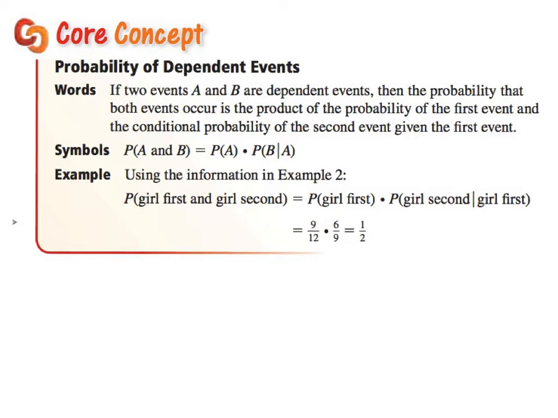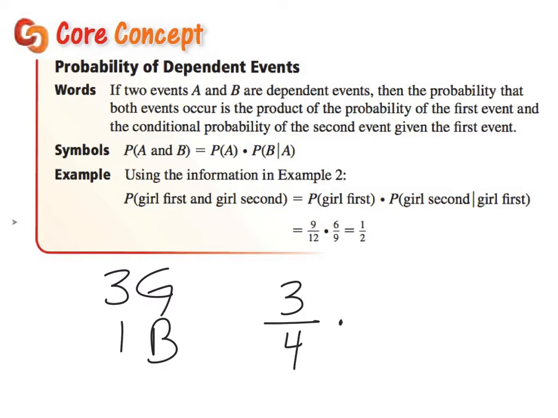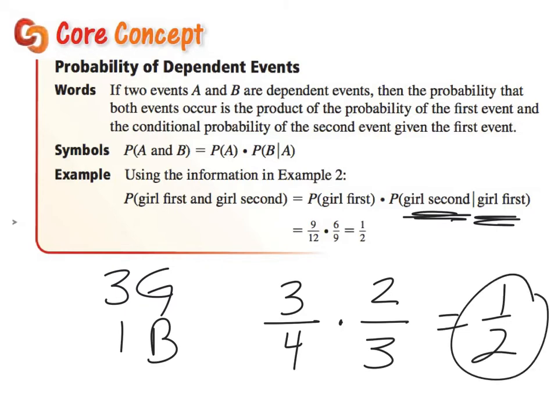So, how we would write it here, the probability of the girl first and the girl second would be the probability of the girl first. And remember, we have 3 girls, 1 boy. So the probability of the girl first would be 3/4, multiplied by the probability of picking another girl second if the first girl has already been picked. So what's the probability, if the first one was a girl, that the next one's going to be a girl? Well, we now have 2 out of 3 girls. We multiply that, and that's going to give us a probability of 1/2. Again, I'm more concerned about you understanding this right here.